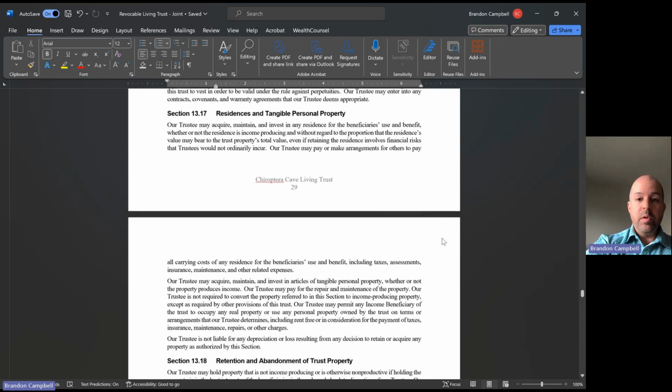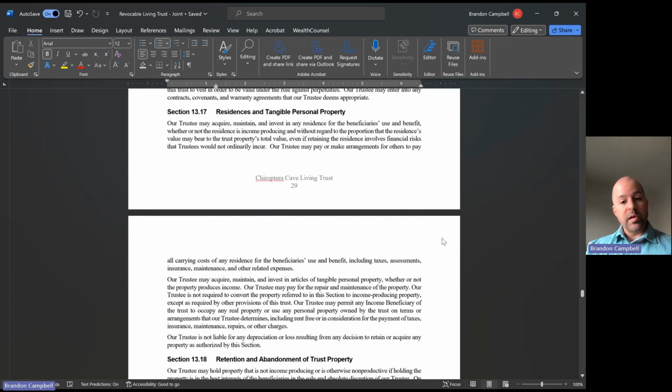Residences and tangible personal property. So there's a couple of things here. Number one, the beneficiaries that we're leaving things to, our trust can actually take the money from their inheritance and use it to purchase them a home. And then second is the tangible personal property that we have. It's going to come into the trust. And there's going to be a couple notes about here, like for example, if I have some personal property that produces income, maybe I own some vehicles that I rent out as an example, and those produce income.